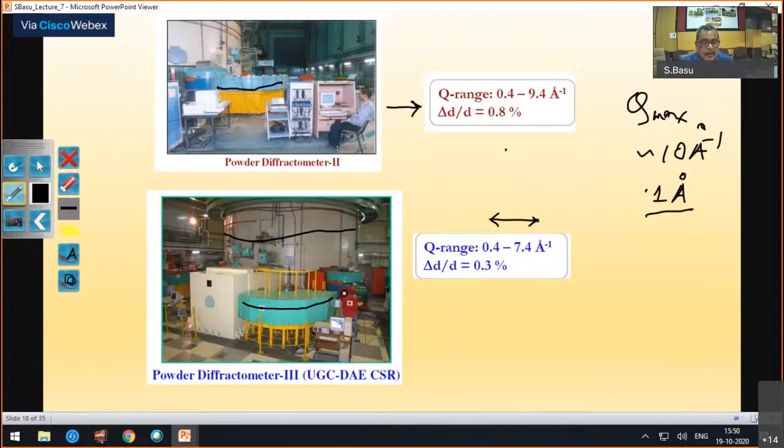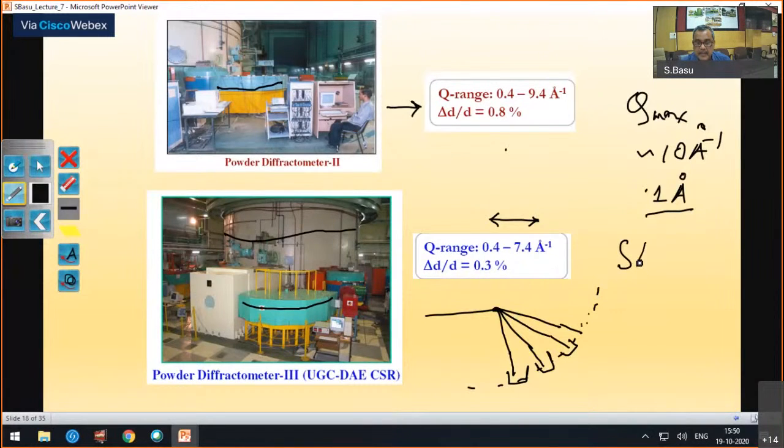And for both these instruments, interestingly, in the earlier days, what you used to do is you have a monochromatic beam and the scattered beam goes out like this. You have a detector moving in a circle. First, I put my detector here, count for some time, put my detector here, count for some time, put my detector here, count for some time, and so on. We used to do a step scan.